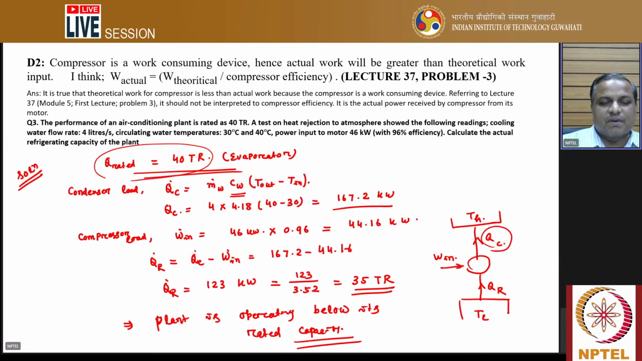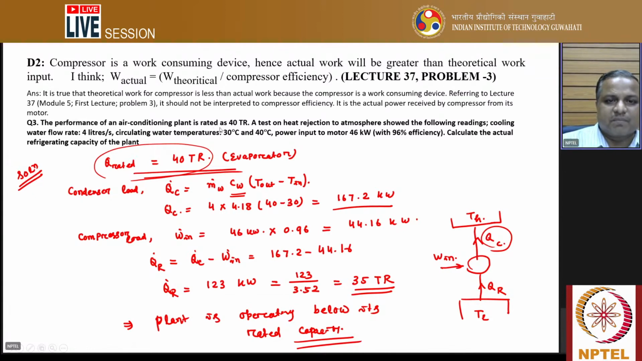The second question was based on lecture number 37, problem number 3, which asked: a compressor is a work consuming device, so the actual work is always greater than the theoretical input. This is true. Actual work is the ratio of theoretical work to compressor efficiency. This expression is true.